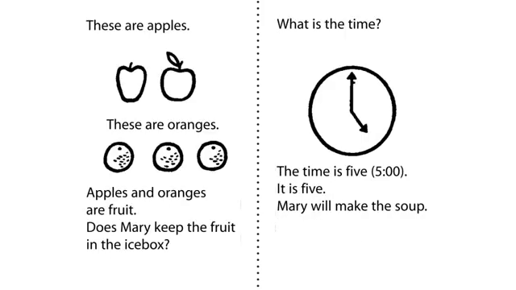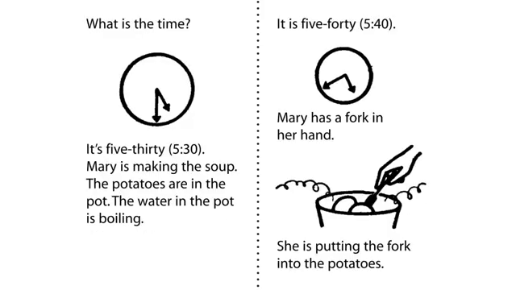These are apples. These are oranges. Apples and oranges are fruit. Does Mary keep the fruit in the icebox? What is the time? The time is 5. It is 5. Mary will make the soup. What is the time? It's 5:30.